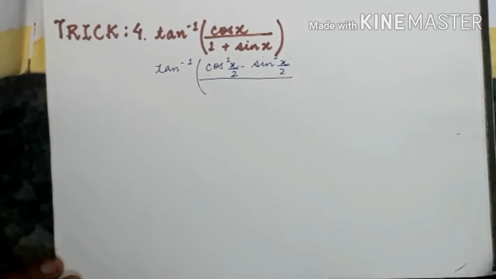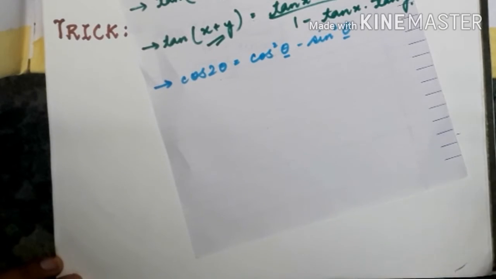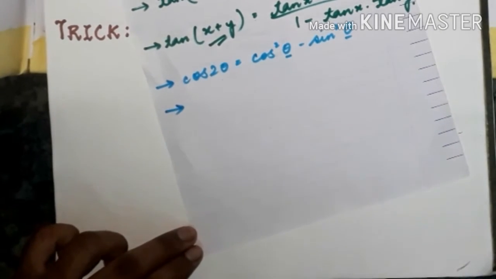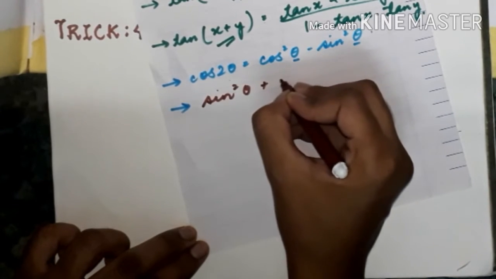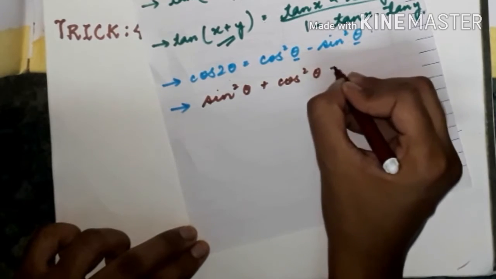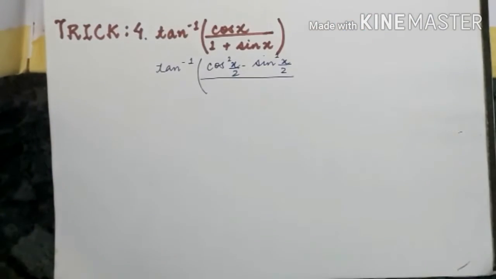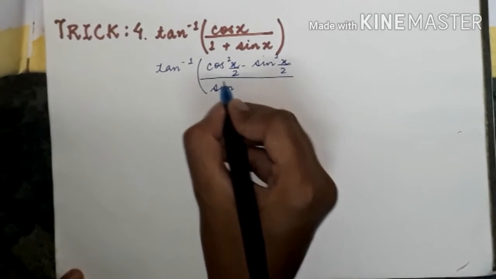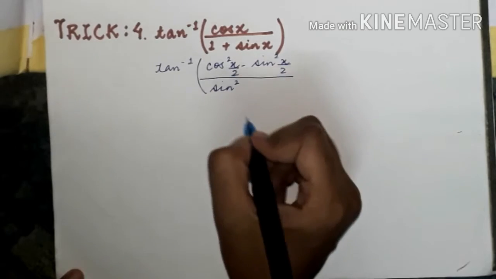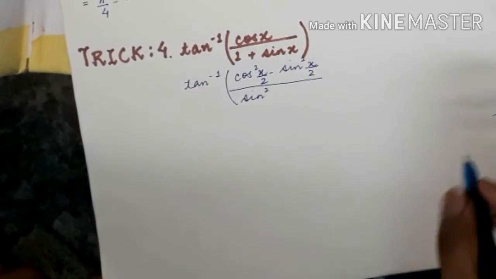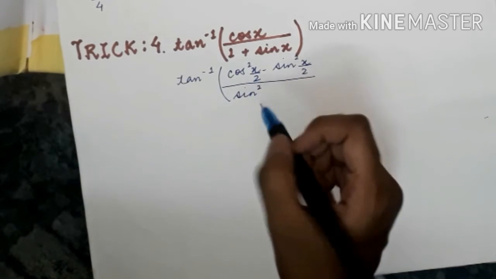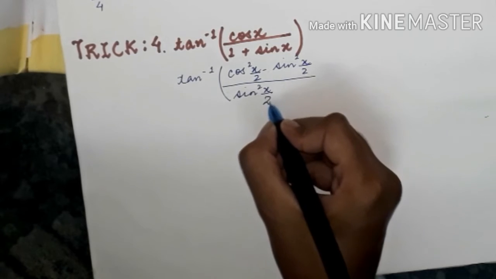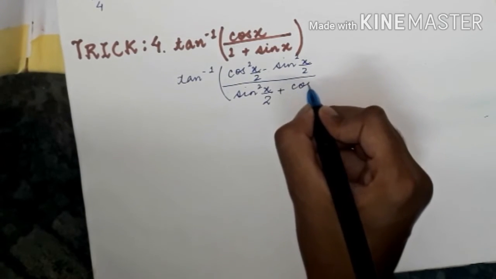You must be knowing this identity: sin square theta plus cos square theta is equal to 1. Just use this one in place of 1, replacing this 1 by sin square theta plus cos square theta. Now which angle you have to use? See, here you are getting x by 2 in the numerator. So here also you will use sin square x by 2 plus cos square x by 2.